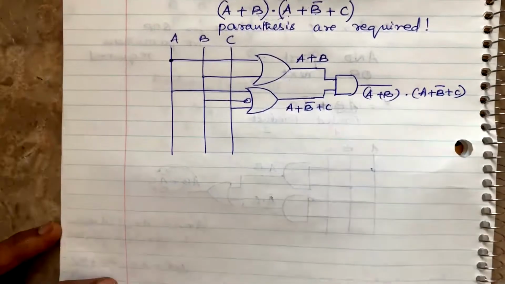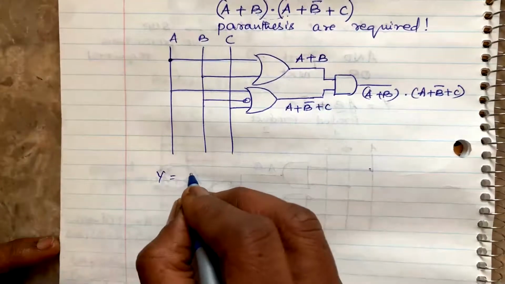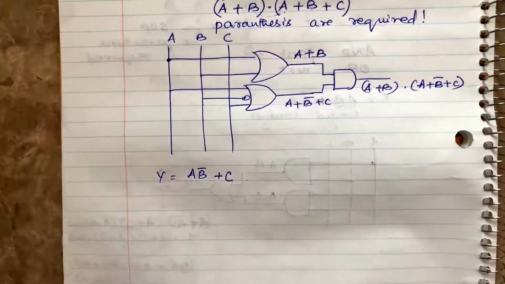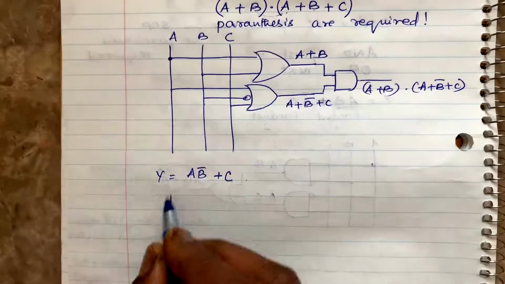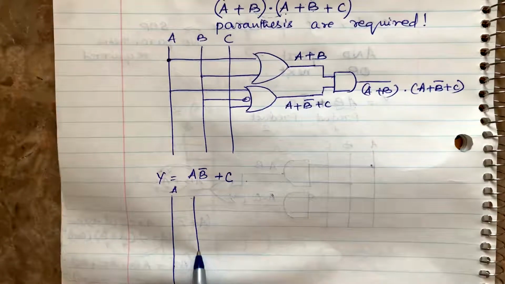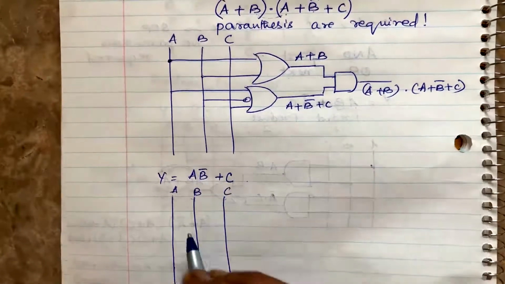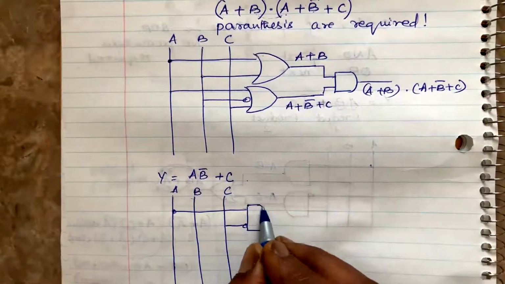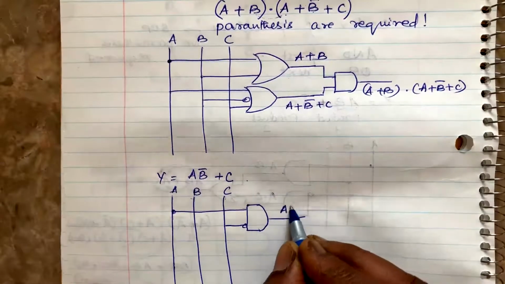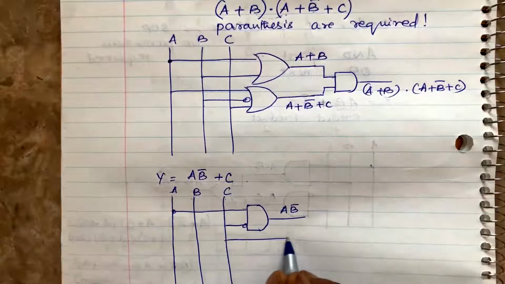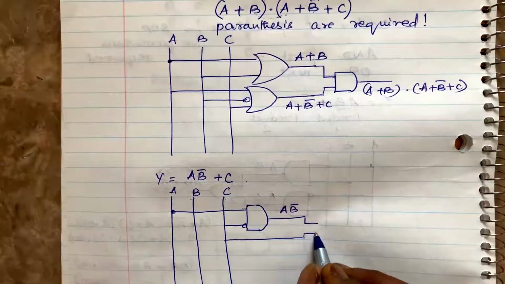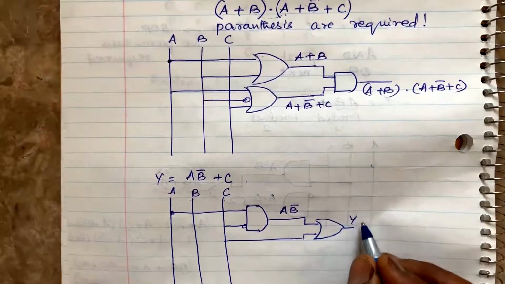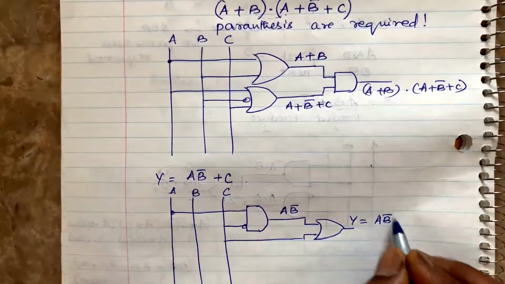So if you have an expression like y equals A B bar plus C, how would you do? Again, do by this: A, B, C. A dot B bar, AND gate, A B bar, and with C, it has to be added. This is Y equals A B bar plus C.